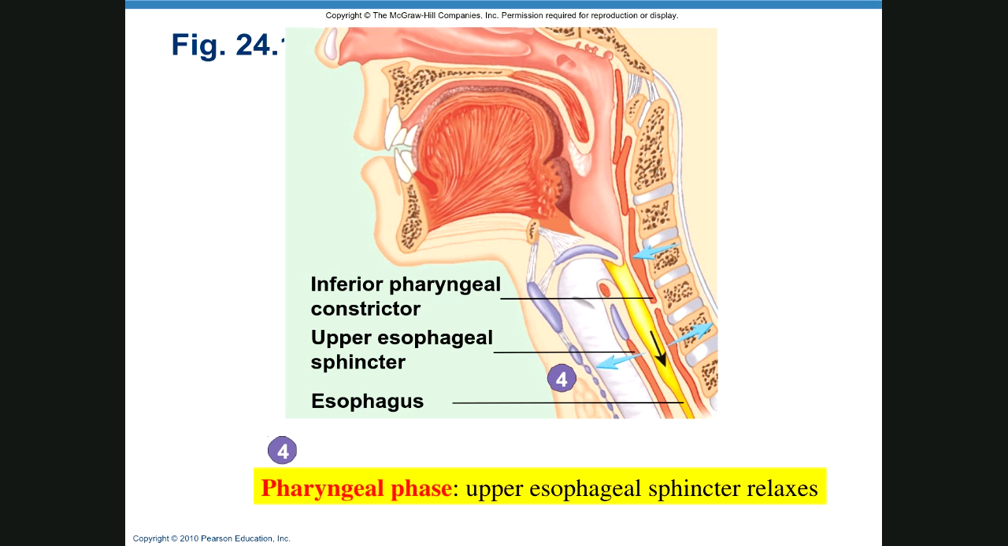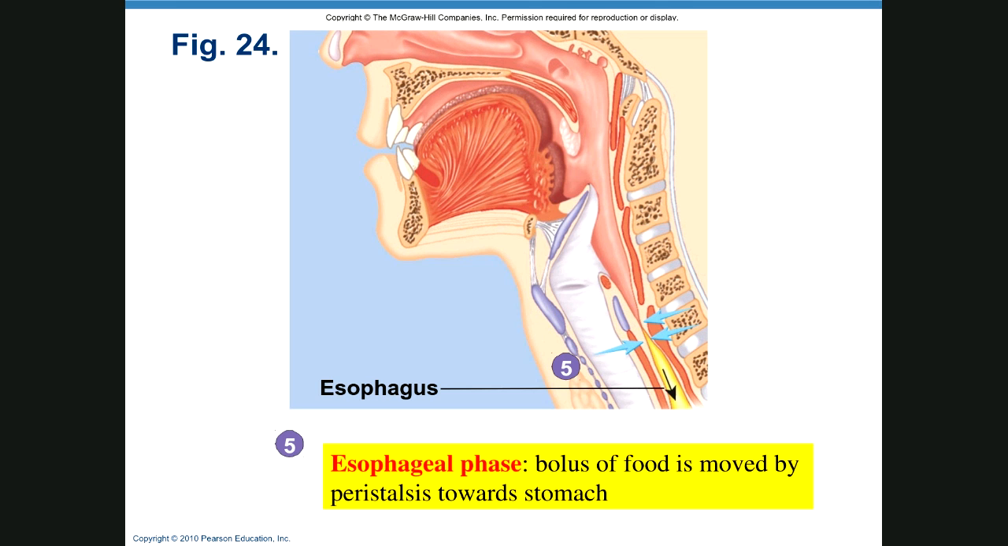And then the end of the pharyngeal phase is when the food is moved to the first part of the esophagus. So the very first sphincter in the esophagus is the esophageal sphincter, which is going to relax and allow for the food to go into the esophagus. And so we entered the esophageal phase. So we went from voluntary phase to pharyngeal phase to esophageal phase. The esophageal phase is largely involuntary.